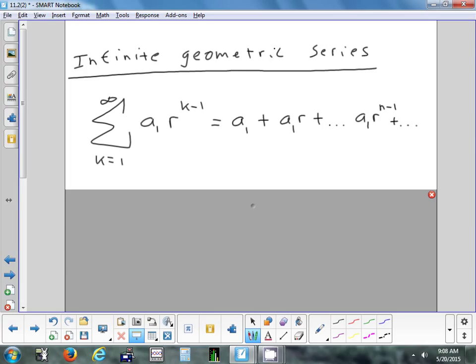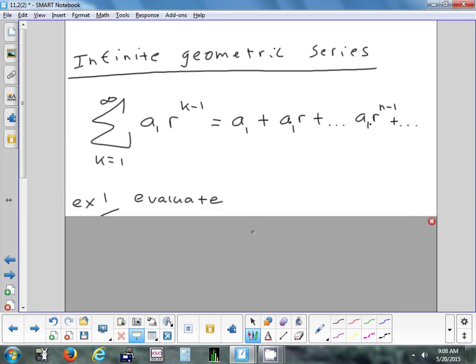All right, so in a geometric series, you've got your first term, and then to get to the next term, you'd multiply the first term by r. To get to the term after that, you'd multiply that term by r. So the next one would be a sub 1 r squared, and then you'd multiply by r again: a sub 1 r cubed. All the way till you get up to a sub 1 r to the n minus 1, but now it keeps going after that. There's no end to it. Normally, we would end right there.